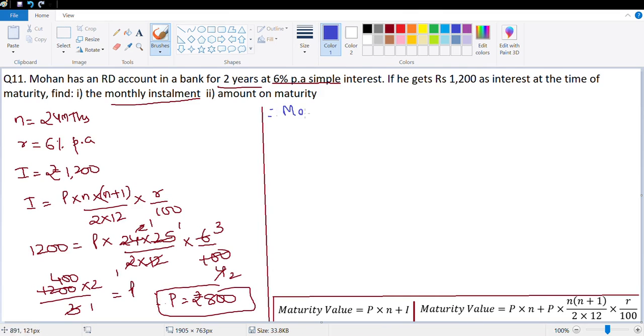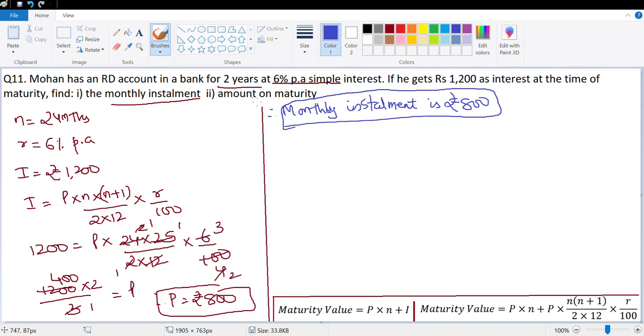Therefore, monthly installment is rupees 800. So that's the first part of the question. The second part of the question says amount of maturity. So maturity value is equal to principal into number of months plus interest. In this case, principal is 800, number of months that's 24, interest we have been given as 1200.